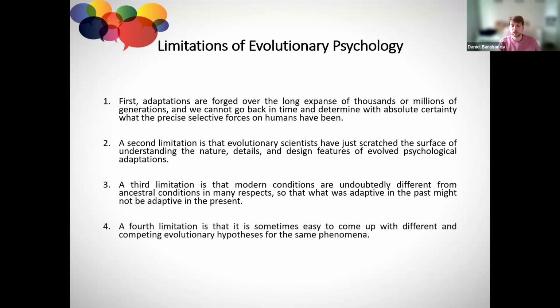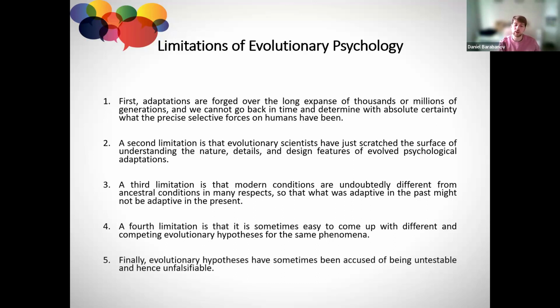The fourth limitation is that sometimes, because we speculate, we can have contradictory hypotheses. And because we speculate, we cannot easily figure out which hypothesis is proved right and which one is proved wrong. And finally, evolutionary hypotheses can be untestable or unfalsifiable. It's actually a huge problem.